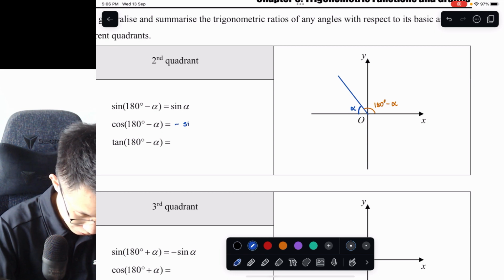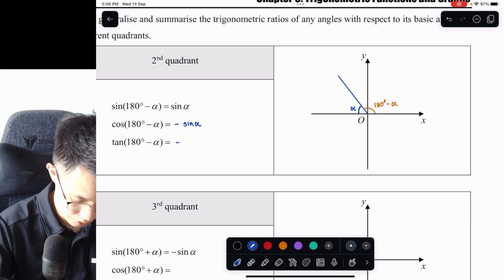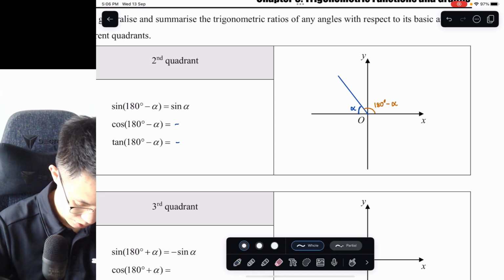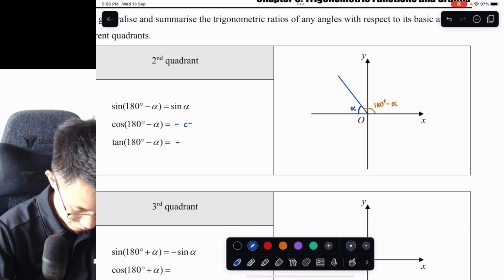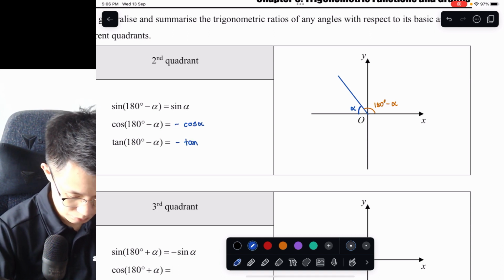Negative of sine alpha, and this will just be negative. Sorry, not sine. What am I doing? Cosine alpha, and over here will be negative of tangent alpha.